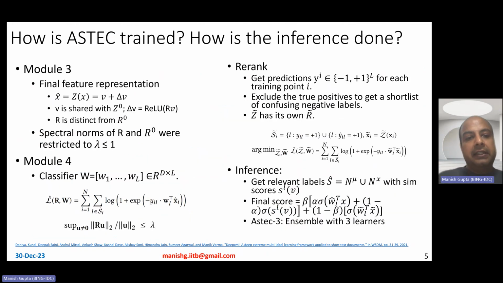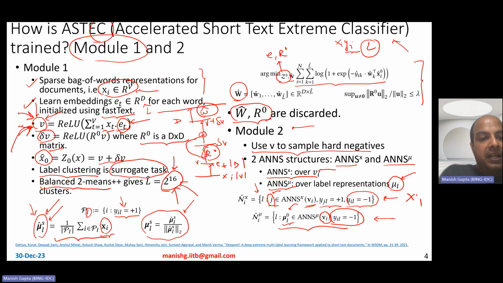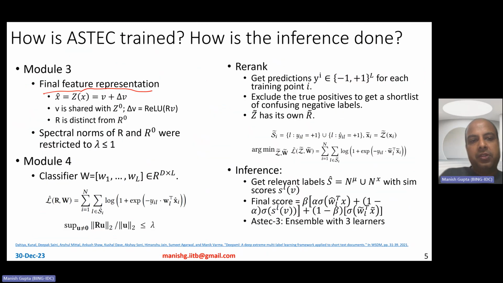Now module 3 is super simple. You basically get the final feature representations. Remember, this is the transfer learning step. Here you take the V guy and you transfer it. Just like in module 1 you were training for the surrogate task, here you're going to train for the actual task. The way you do that is as follows. You take the X and use your embedding E trained in module 1, so as to get your V's.